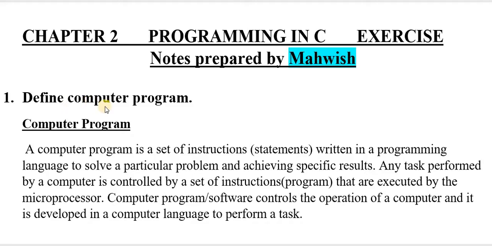So first short question is define computer program. First of all you have to put a heading computer program. A computer program is a set of instructions, statements written in a programming language to solve a particular problem and achieving specific results. Any task performed by a computer is controlled by a set of instructions, a program, that are executed by the microprocessor. Computer program or software controls the operation of a computer and it is developed in a computer language to perform a task. That's it for first short question.